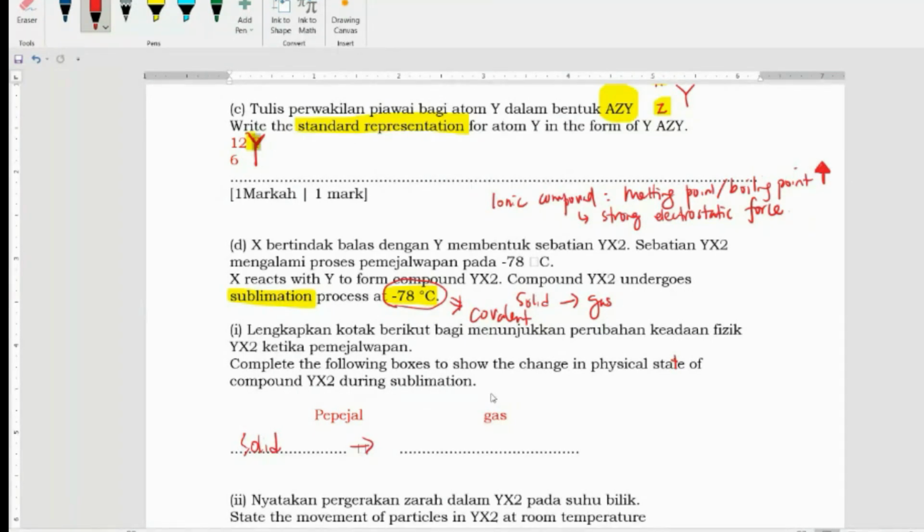BB, can you read the question? D2. State the movement of particle in YX2 at room temperature. Okay. Now, BB, can you tell us, still remember, what is the value of room temperature? Last week, we talked about this one. Room temperature, what is the value? Berapa nilai dia? Suhu bilik. Masih ingat nggak?